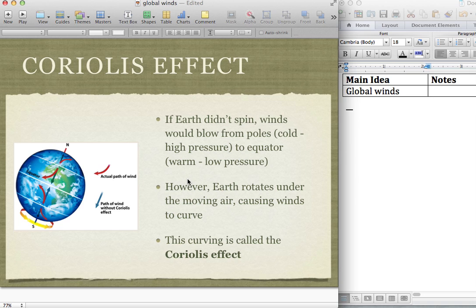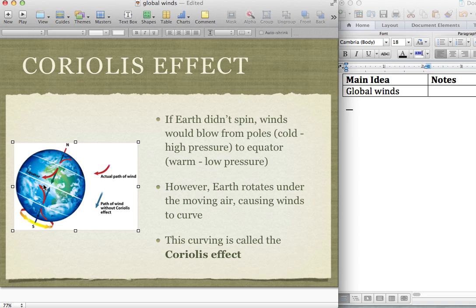However, the Earth is rotating under that moving air. Think about a balloon or the Earth having a layer of air above it, but the Earth can rotate under the air. So the air almost gets left behind as the Earth rotates. As the Earth rotates under the moving air, it causes the winds to curve off to the side. We'll do a little demo with this in class tomorrow. As this wind is trying to blow towards the equator, the Earth is moving rightwards underneath it, and that causes the wind to bend off to the left.